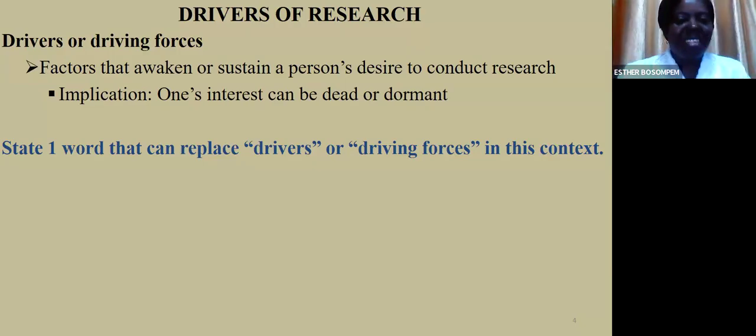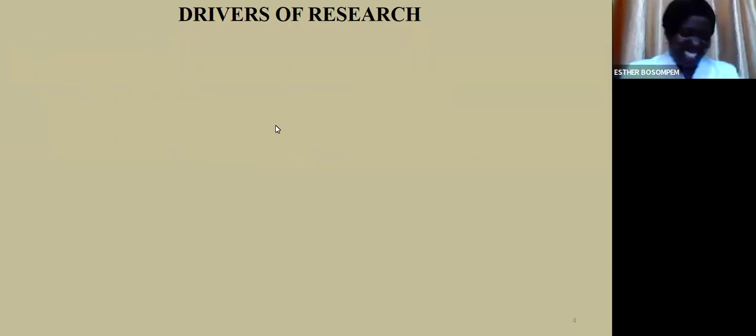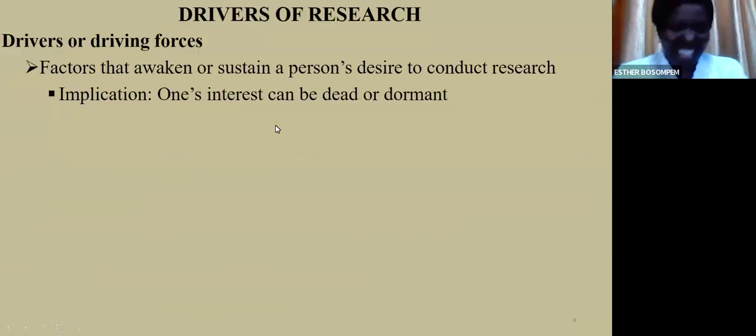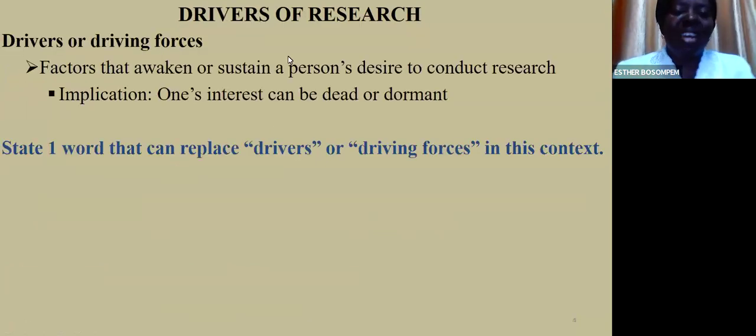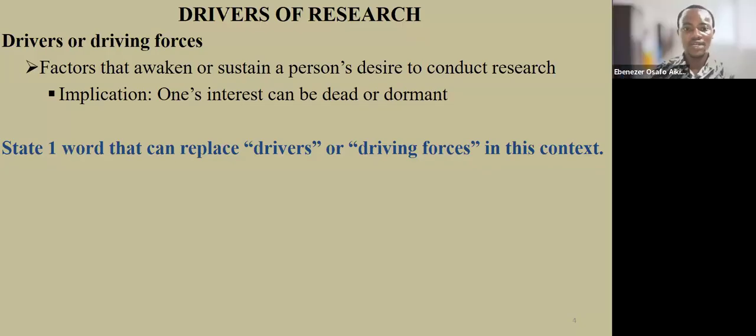Hey, you are really fast. Dr. Doris. Wonderful. Can we have more, please? One word, yes, to replace drivers or driving forces. Interest, motivation. Okay. Please keep them coming. Like Oliver Twist, we want more. Okay, director, can you please read them for us? Motivators, interest, passion, triggers, enabler, rationale.